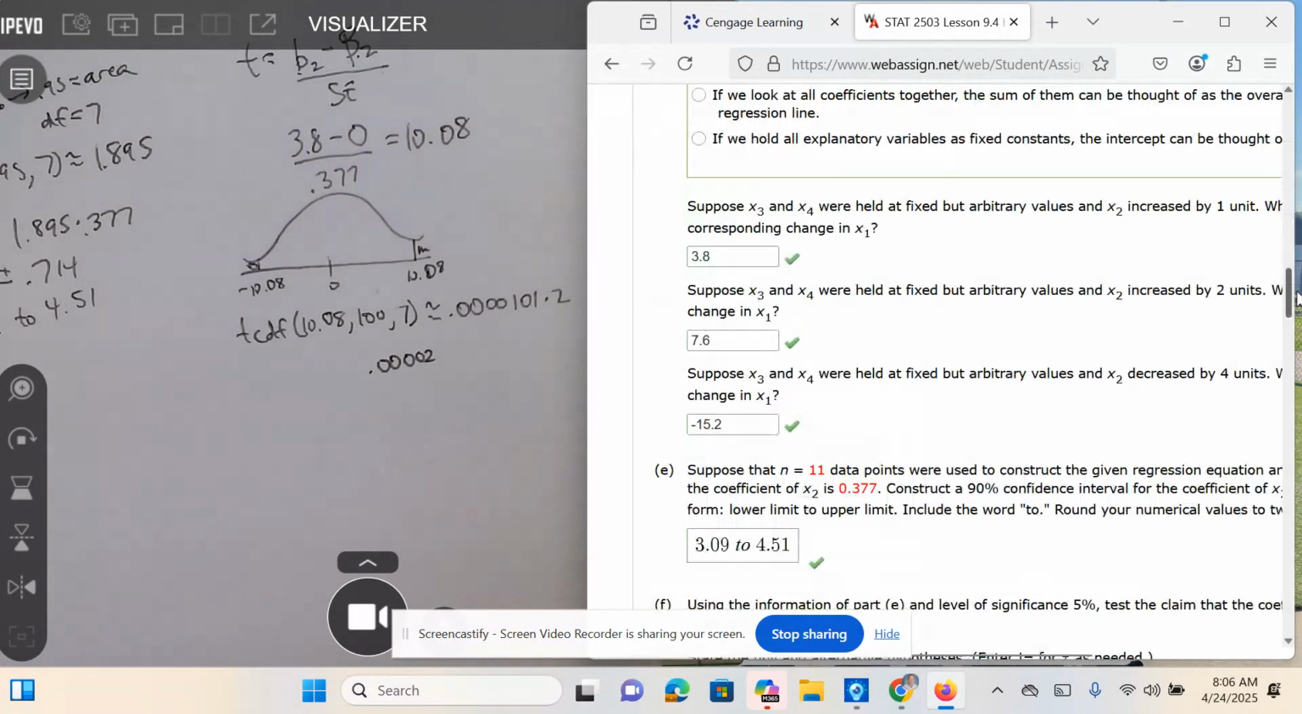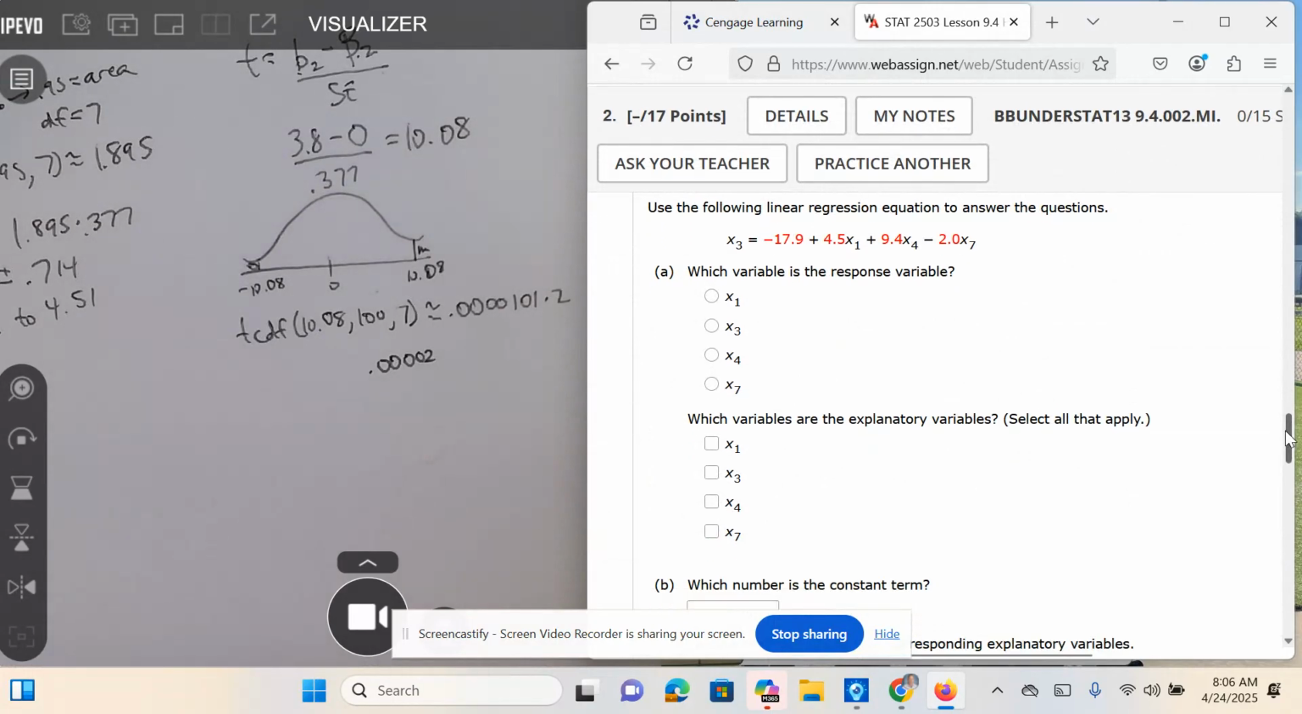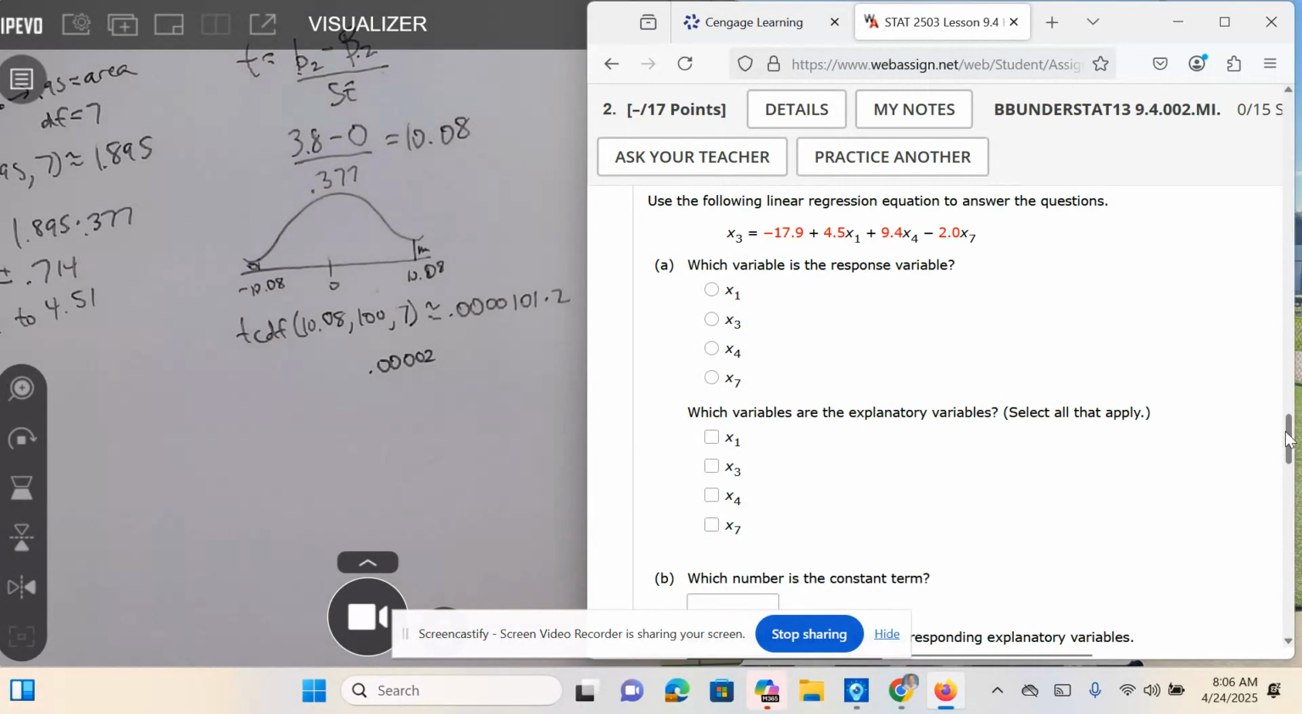Let's go to number 2. Same type of problem. Use the following linear regression equation to answer the questions. Which variable is the response variable? The response variable is the one by itself on this side of the equal sign, so it's x3. And then the explanatory variables are these right here. So x1, x4, and x7.